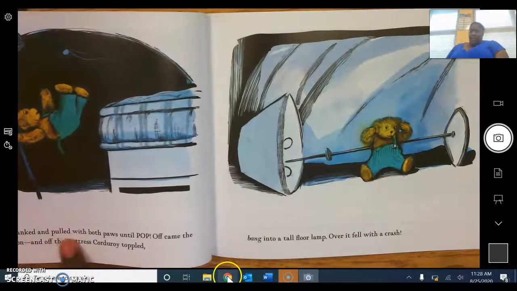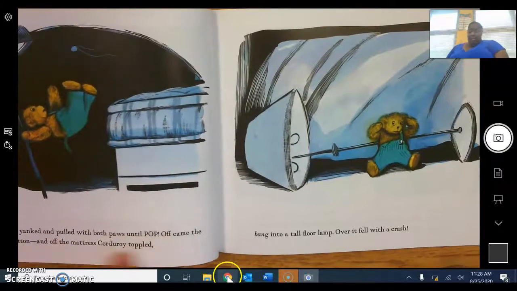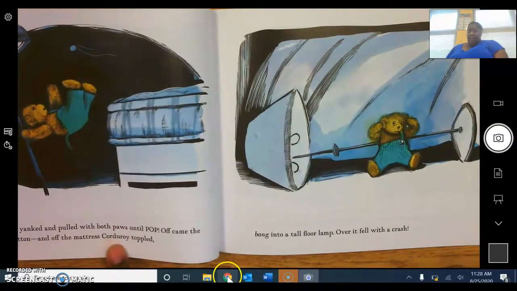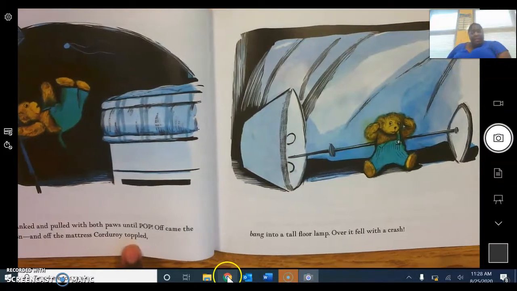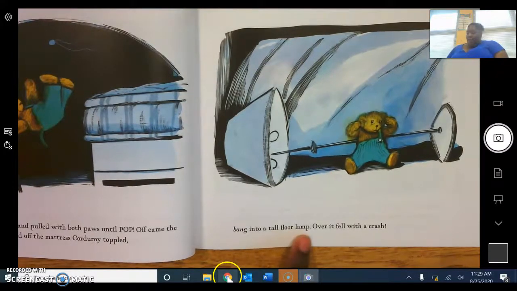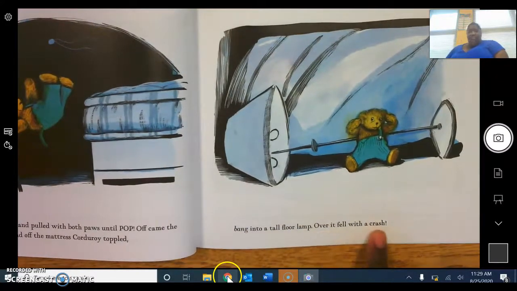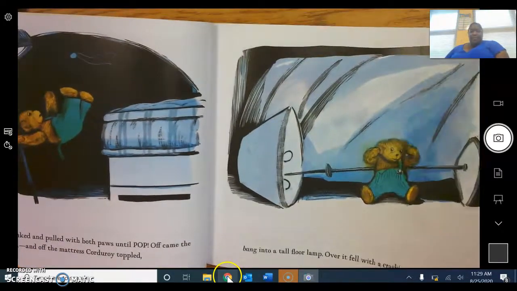He yanked and pulled with both paws until pop! Off came the button, and off the mattress Corduroy toppled. And toppled just means fell, so he fell over. Bang! Into the tall floor lamp. Over it fell with a crash. Uh-oh.